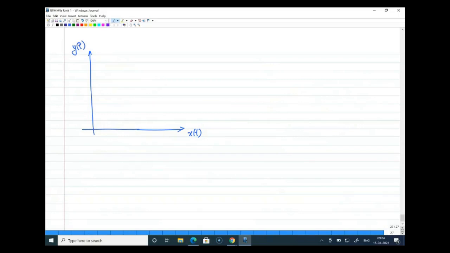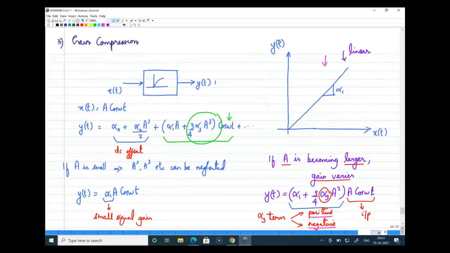When your input amplitude is very, very small, what I expect is a linear curve. Here I'll write this as alpha 1, the fundamental term, alpha 1 a. Now, as per our previous discussion, when you neglect all the other higher order terms, this is what you expect. This is what I have drawn here in the beginning.